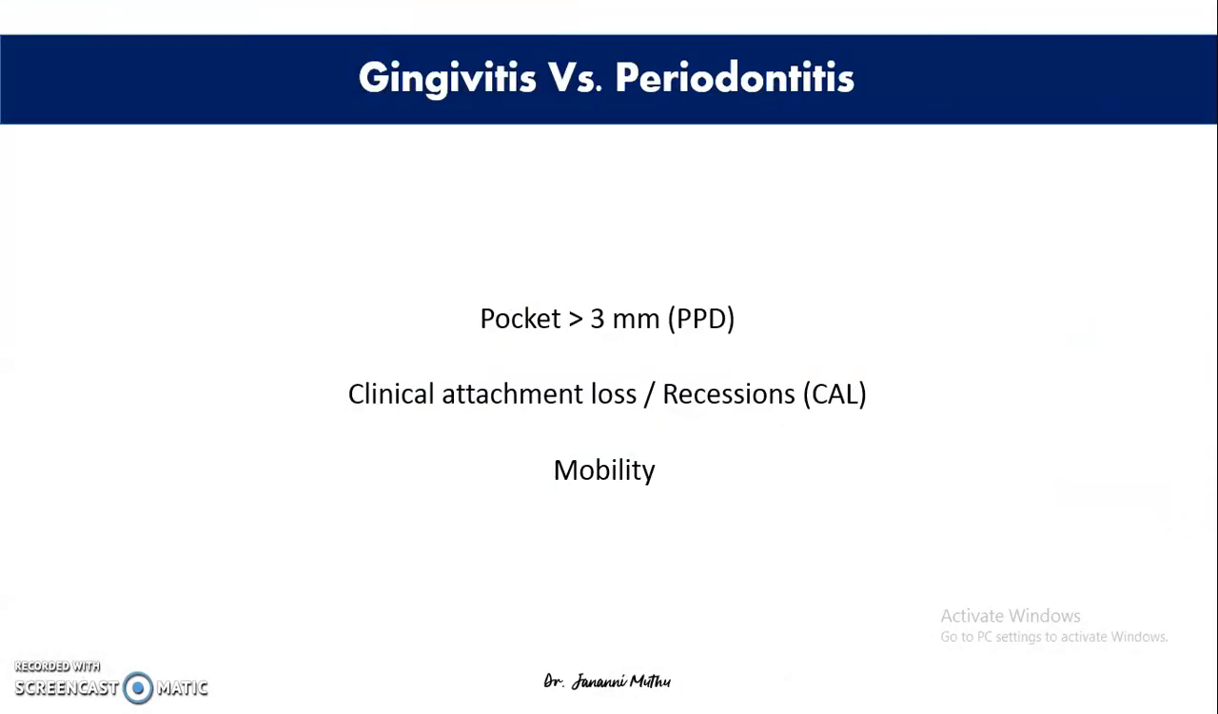Let's see step 1. How to differentiate between gingivitis and periodontitis. In case the teeth involved have periodontal pocket, clinical attachment loss or mobility, then the teeth are supposed to be periodontally involved. In absence of these findings, when just mere presence of inflammation, which is evident from change in color, contour, bleeding on probing, etc. are seen, it is indicative of gingivitis.